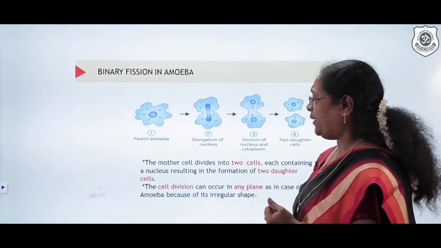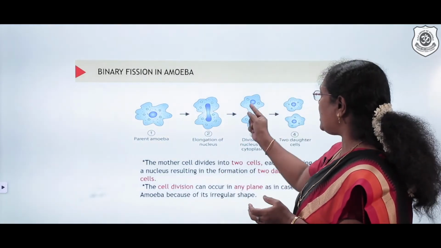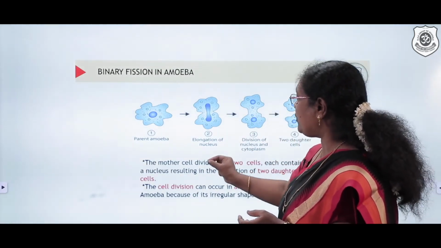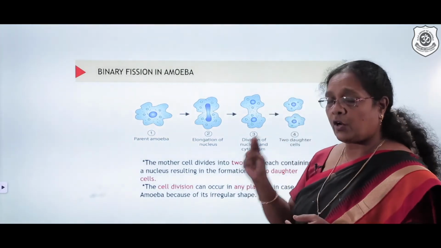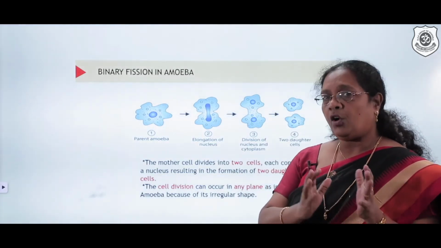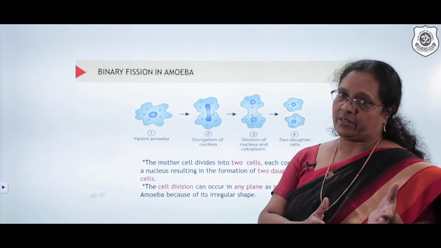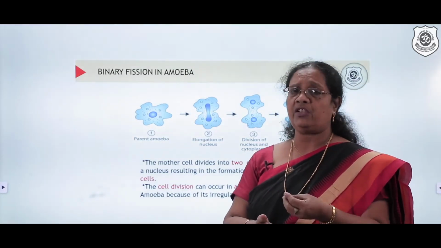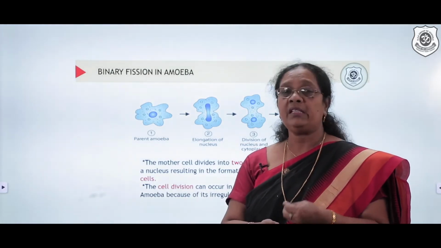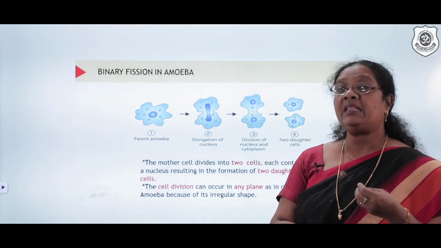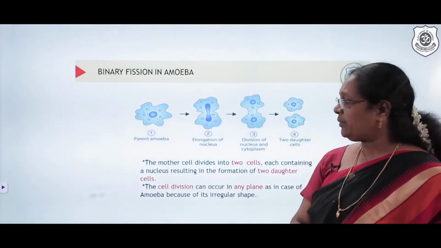Then the mother cell divides into two cells, each containing a nucleus, resulting in the formation of two daughter cells, which are going to be 100% replicas of the parent. They are not going to show much variation. The variation we observe in asexual reproduction, or in the case of unicellular organisms, is very, very negligible. Fine.